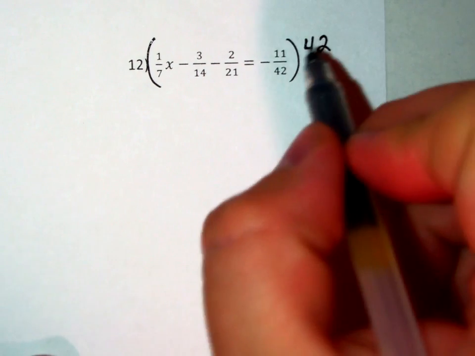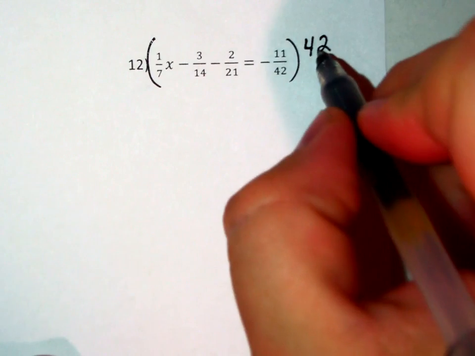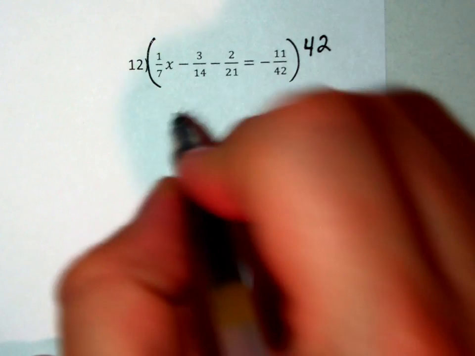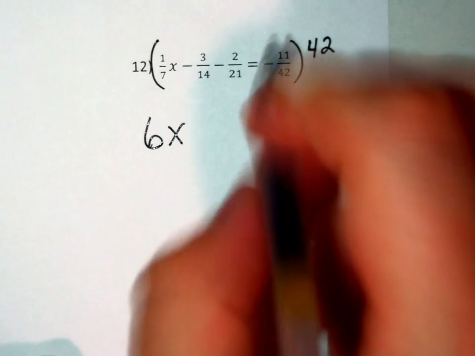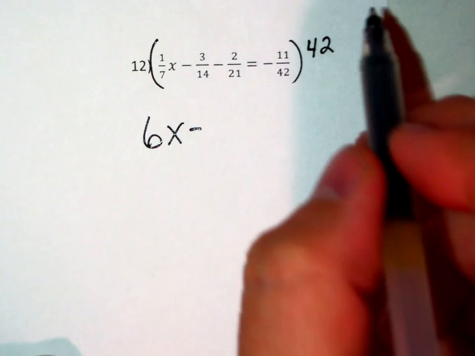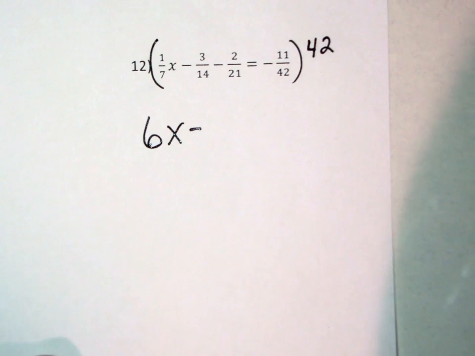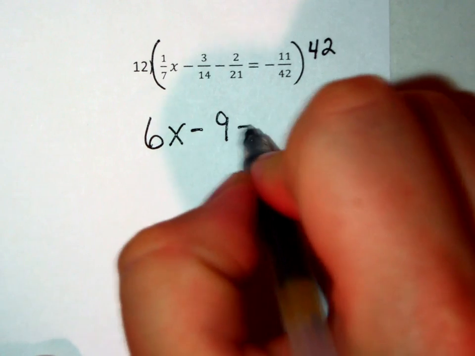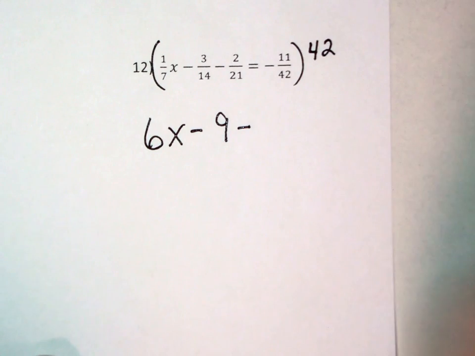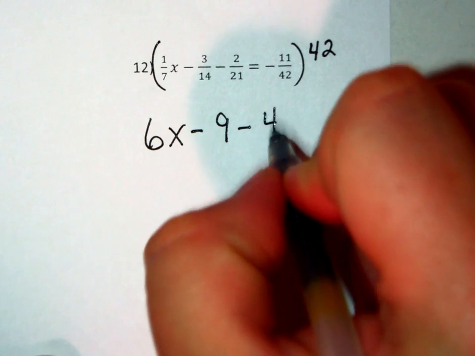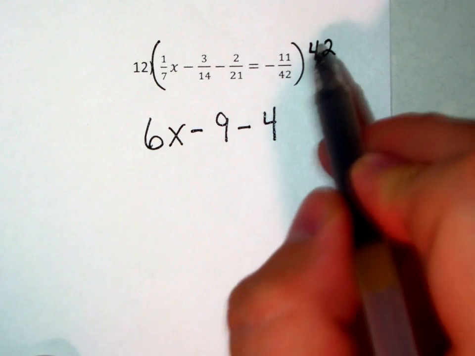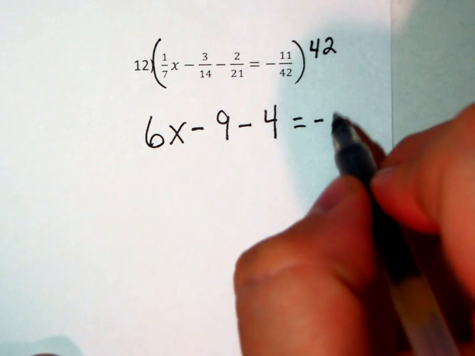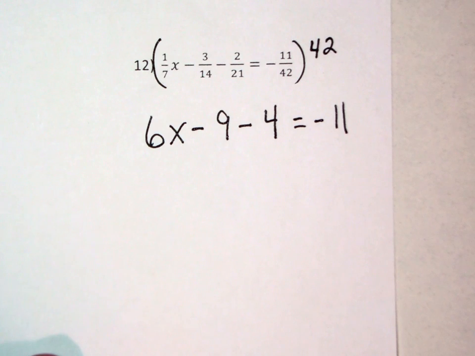And so now I will look and say 42 divided by 7 is 6. 6 times 1 is still 6, so I will have 6x minus 14 goes into 42 3 times, so 3 times 3 is 9, minus 21 goes into 42 2 times, 2 times 2 is 4, 42 goes into 42 1 time, so that would equal negative 11.